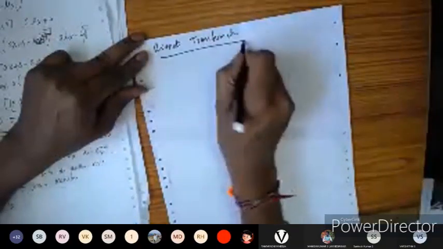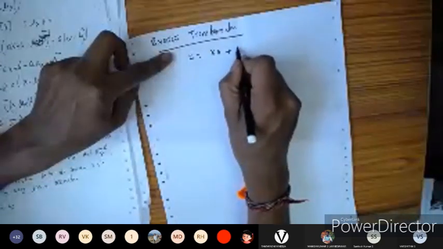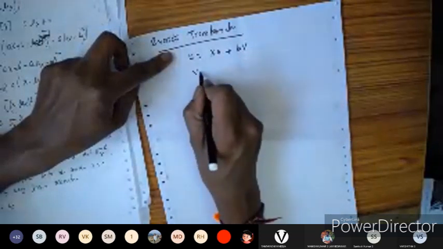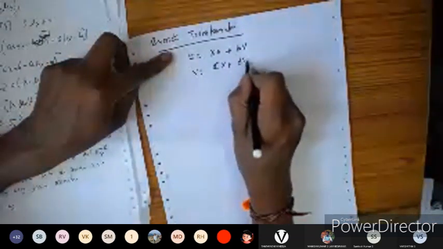So today we are going to look at the bivariate transformation. In the last class, we continued from this concept. In the bivariate transformation, we express the random variables as u equal to a times x plus b times y, and similarly v equal to c times x plus d times y.